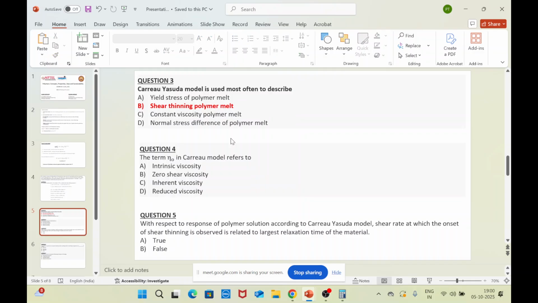Then the next question, this should be a very easy one. The term eta naught in the Carreau model refers to intrinsic viscosity, zero shear viscosity, inherent viscosity, or reduced viscosity. Anyone?